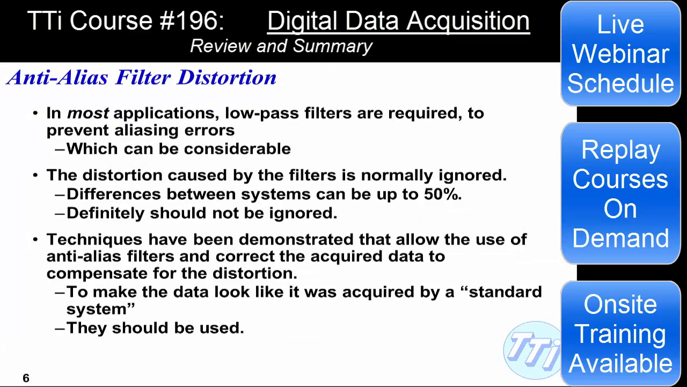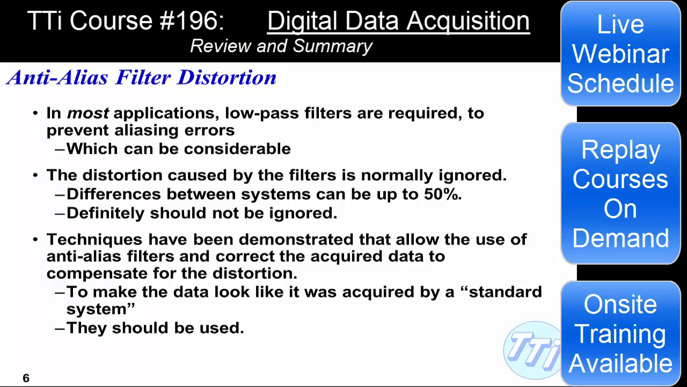We've seen that when we do use anti-alias filters, which most of the time we have to, unless our experiment limits the bandwidth by itself, we have to have anti-alias filters. In most applications, the low-pass filters are required. The distortion caused by these filters is normally ignored, but as we've seen, if we have two different data acquisition systems, perhaps one with a sigma delta system and one with a Butterworth or Bessel filter characteristic, the results can be different by up to 50%. And this is an error, if you don't recognize it, that definitely should not be ignored.